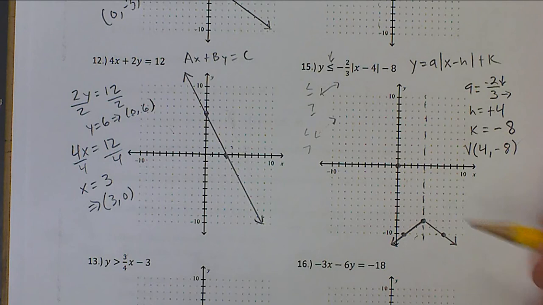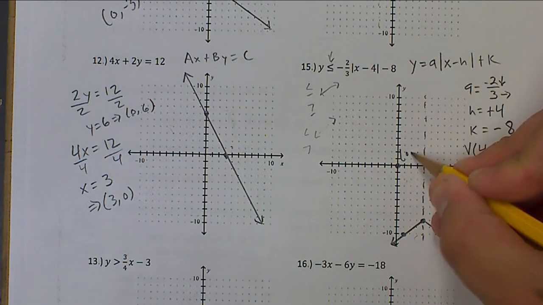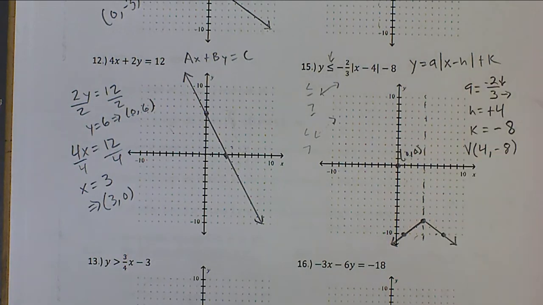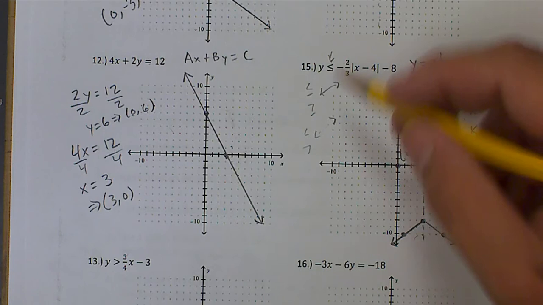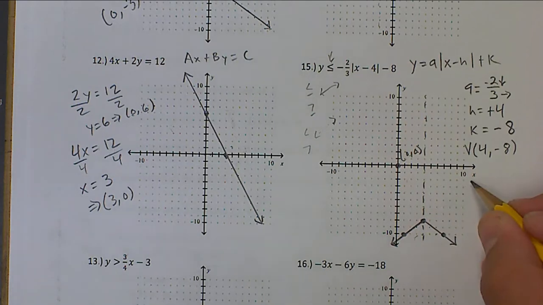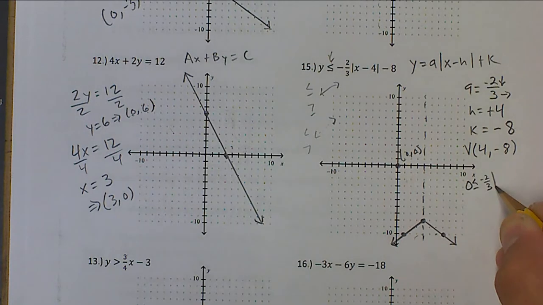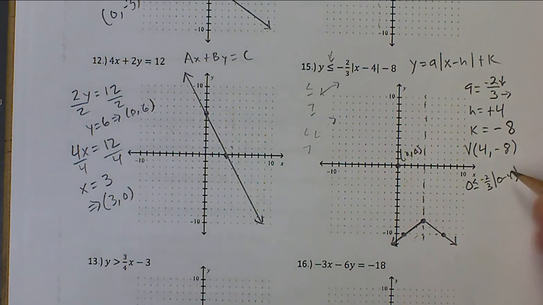So if I take this test point (0, 0) and substitute it back into my absolute value inequality, I should get something that's not true, or a false statement. So let's go ahead and try that. I'm going to put in 0 for y, less than or equal to negative 2/3, and 0 for x, 0 minus 4, and I'm going to make that an absolute value sign out of parentheses, minus 8.